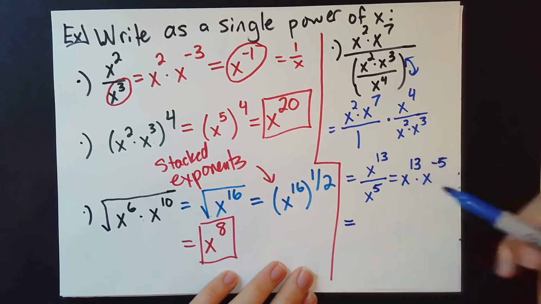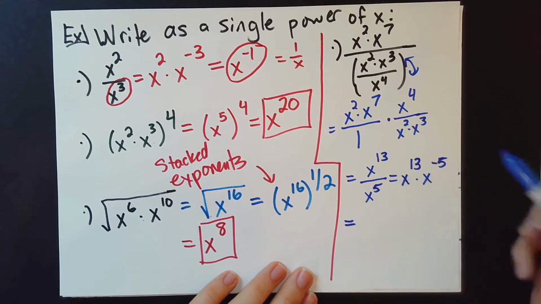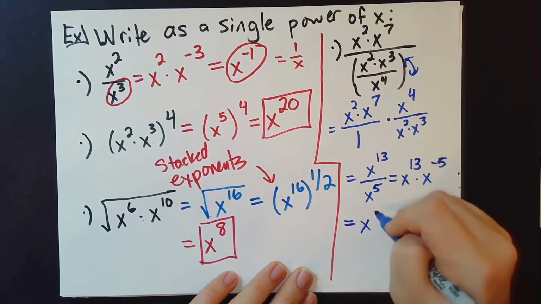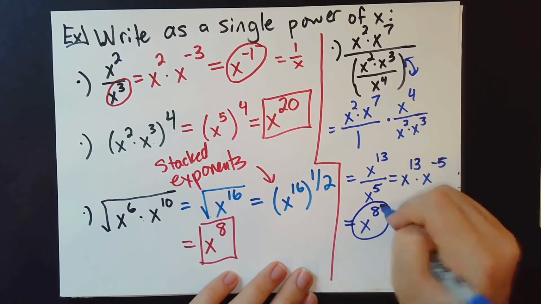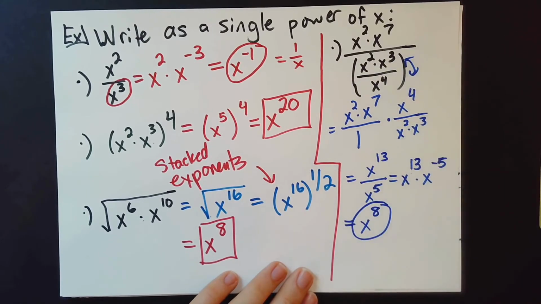And now that I've seen this, I am multiplying things with like bases, so I add the powers. And so I get 13 plus minus 5. That is, in fact, 8. And so this huge messy thing that I started with, it's x to the 8th.